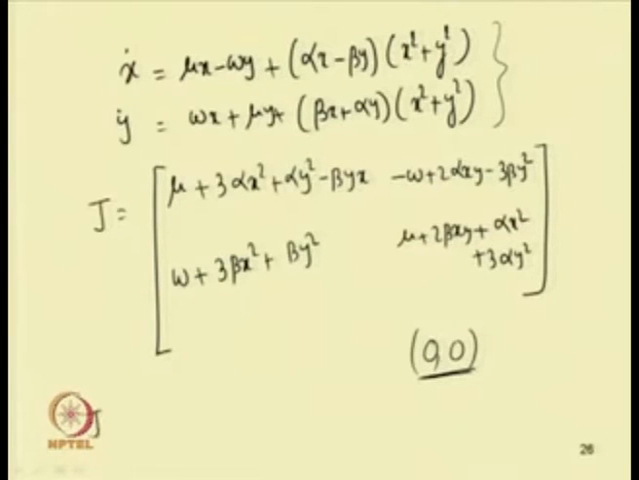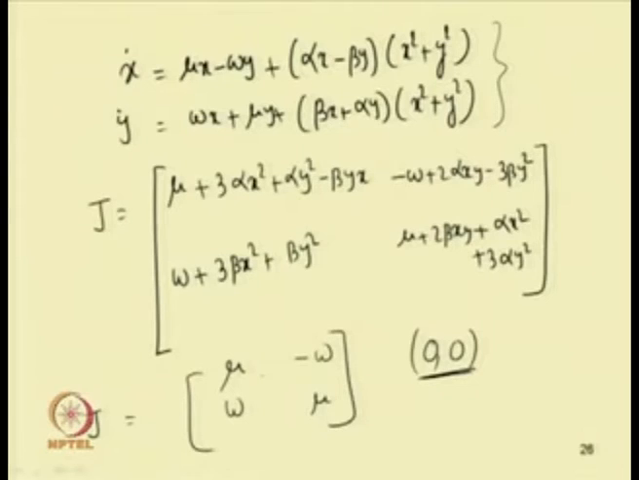So, at this equilibrium point, the Jacobian matrix will reduce to this entry becomes mu, this becomes minus omega, this becomes omega and this becomes mu. So, now one has to find the eigenvalues.